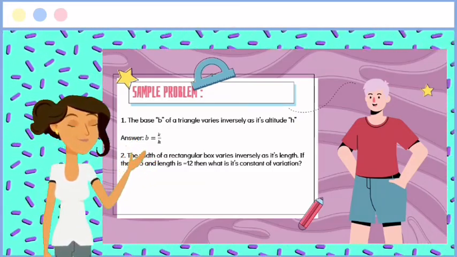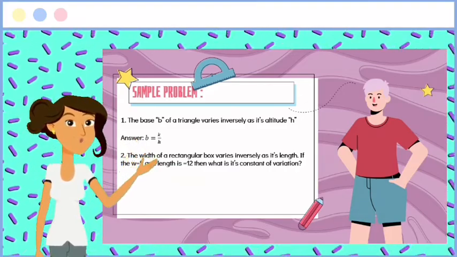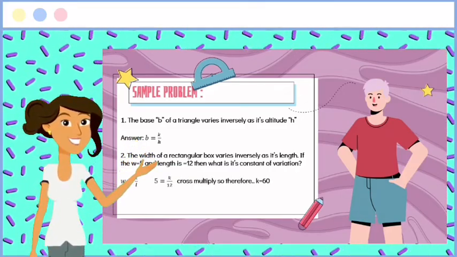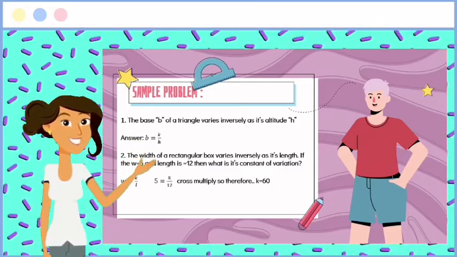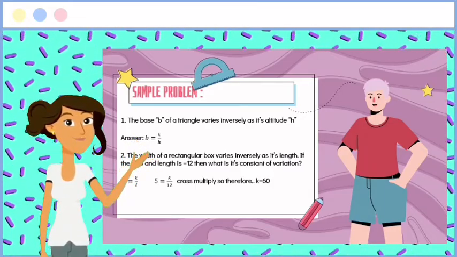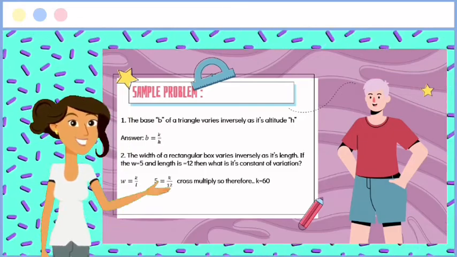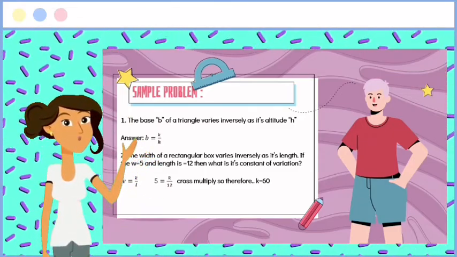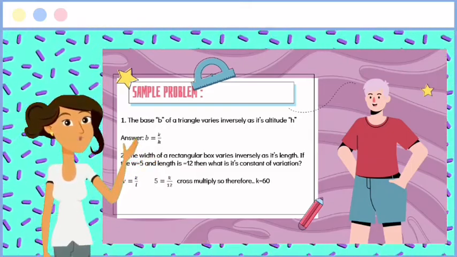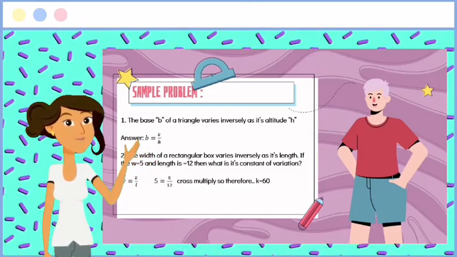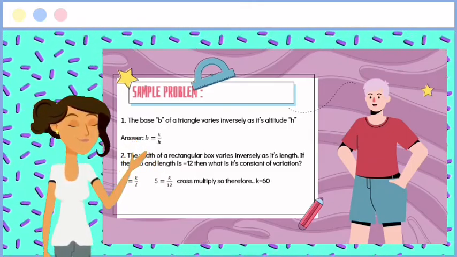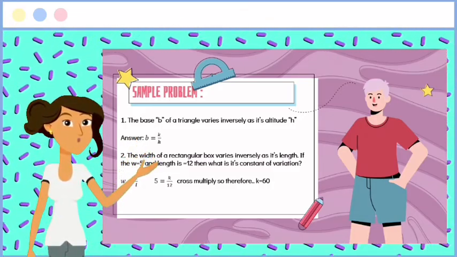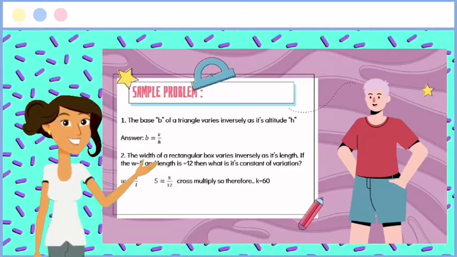Second one is the width of a rectangular box varies inversely as its length. If w is equal to 5 and length is equal to 12, then what is its constant of variation? Now we have to first, of course, illustrate the equation. So it will be w is equal to k over l, and then just substitute the numbers given. So it will be 5 is equal to k over 12.